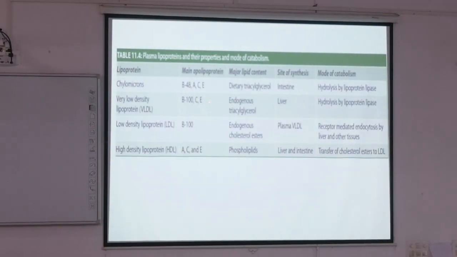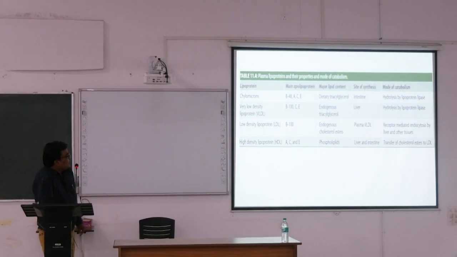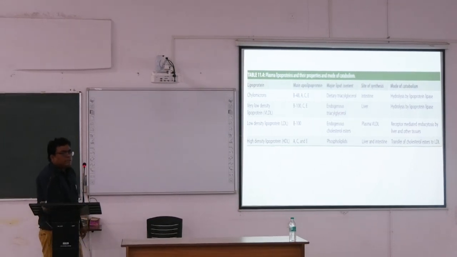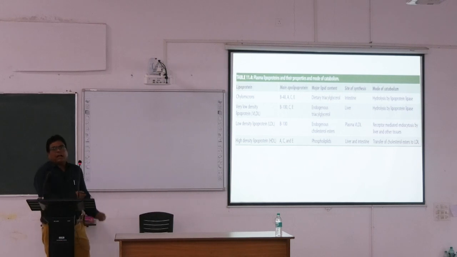Second one is VLDL. It contains B100 and C, E as apoproteins, and it carries endogenous triglyceride. The site of synthesis of VLDL is the liver, and it is again hydrolyzed by lipase enzymes.